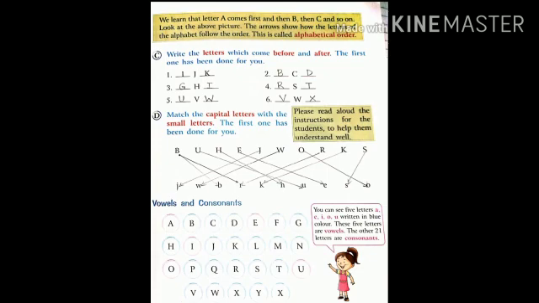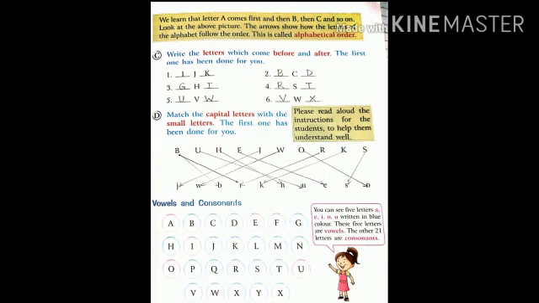Children, in this we have to fill in the letters which come before and after it. As for example, number 1 has already been done for you. The alphabet given is J. Before J, I, and after J, K. We have to fill the rest of the blanks in the same way. So let's start. Number 2, the alphabet given in between is C. Before C, B, and after C, D.